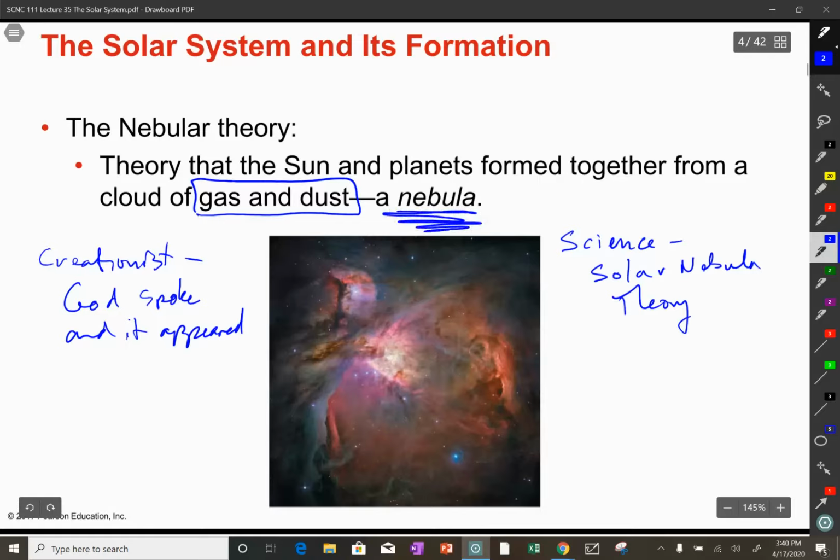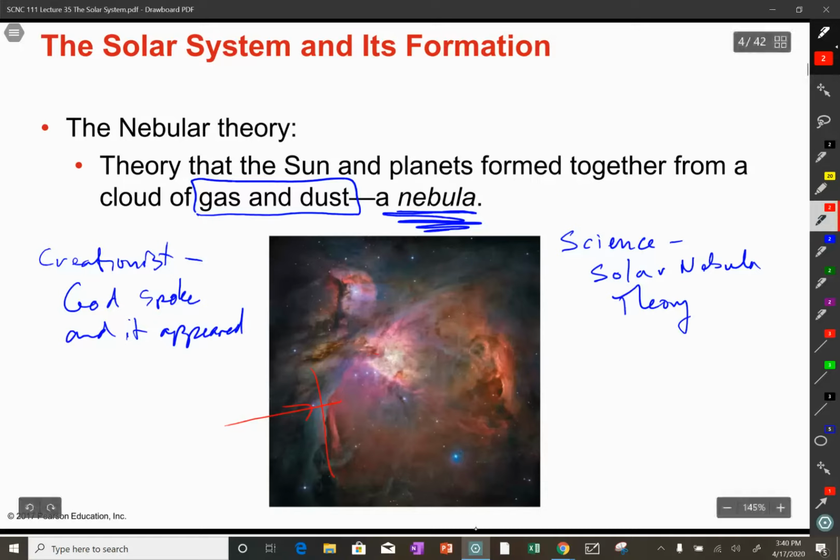So this picture shows a nebula. And we are able to observe places where we believe new stars are forming, where we have a nebula and a shock wave comes in and compresses it. So the shock wave is coming like this, and it compresses it, squeezes things closer together.